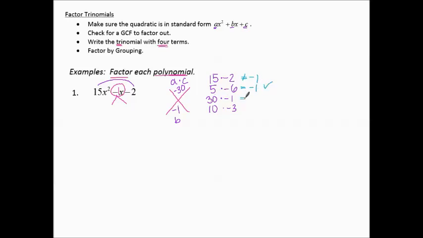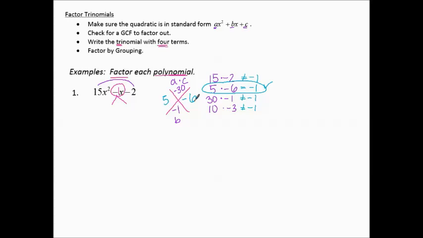30 minus 1 does not give me -1, and 10 minus 3 also does not give me -1. So there I have found my 2 numbers. These 2 numbers multiply to give me -30, and when I combine them, I get -1. So I put 5 and -6 over here in my X.